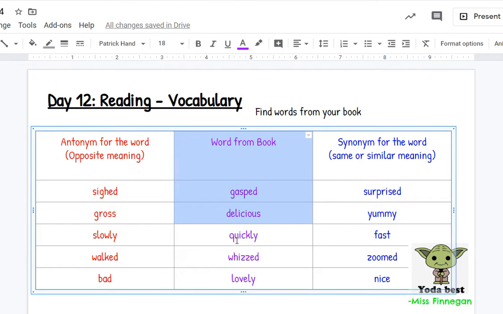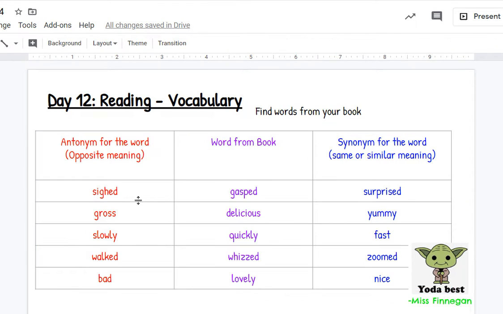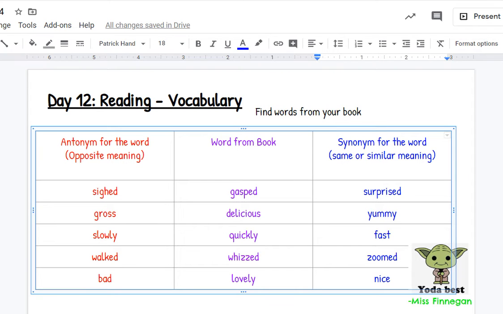In the middle, she chose all the words from her book. Now on the side are antonyms. Antonyms for your words are opposite meanings. Synonyms on this side are the same or similar meanings. So let's look at what Abby has.